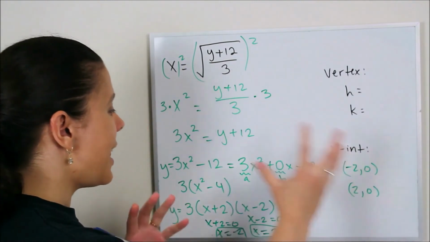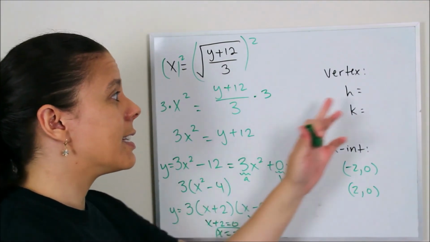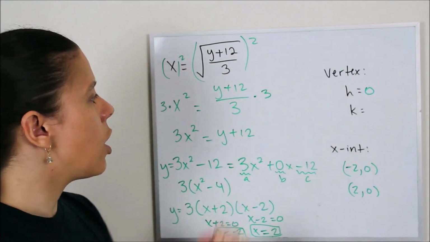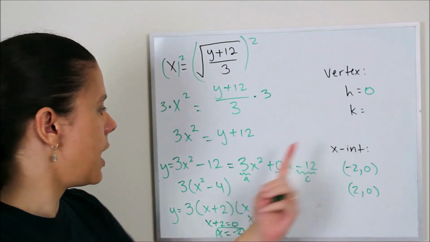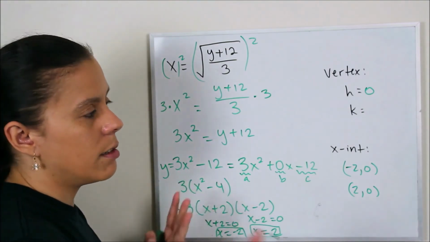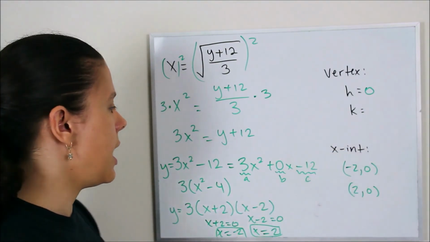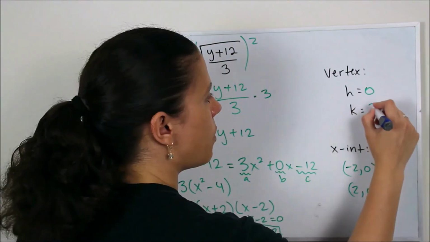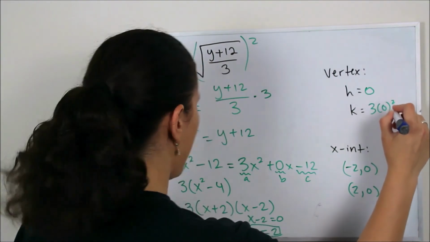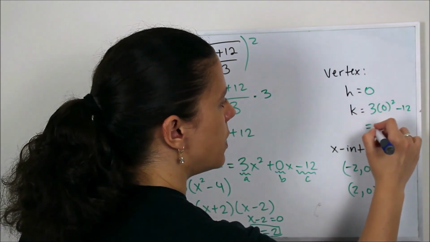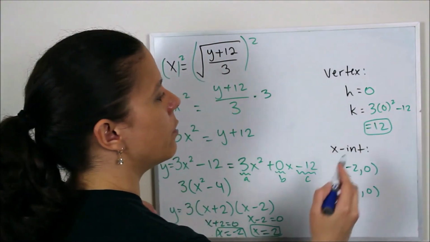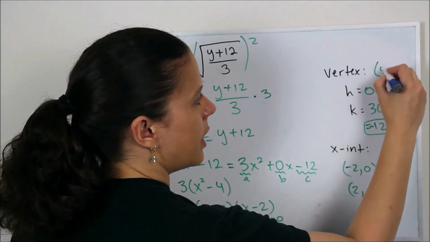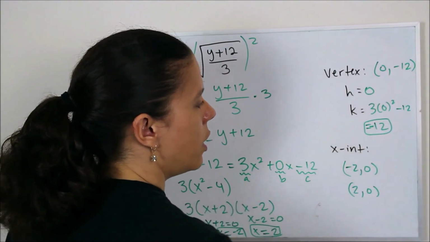So the vertex, we know that it's going to be 0 on x, or on the h, right? So we're just going to substitute for the x here so that we find out what the k is. And I'm not even going to erase anything because this is pretty quick. So this is going to be 3 times 0 squared minus 12, which is equal to negative 12. All right, so the vertex then is going to be (0, -12).